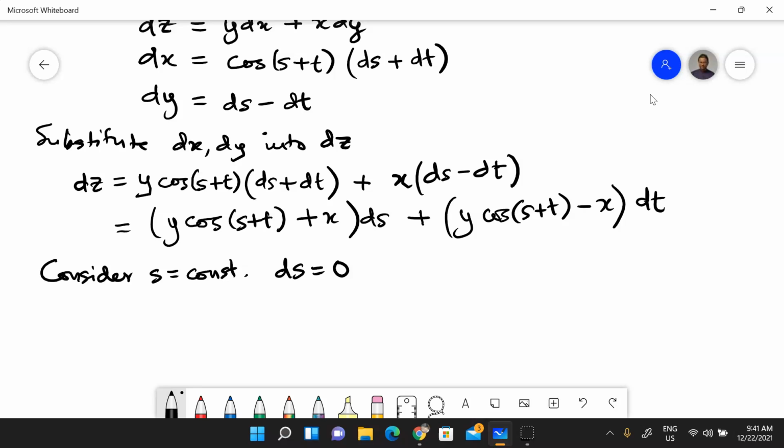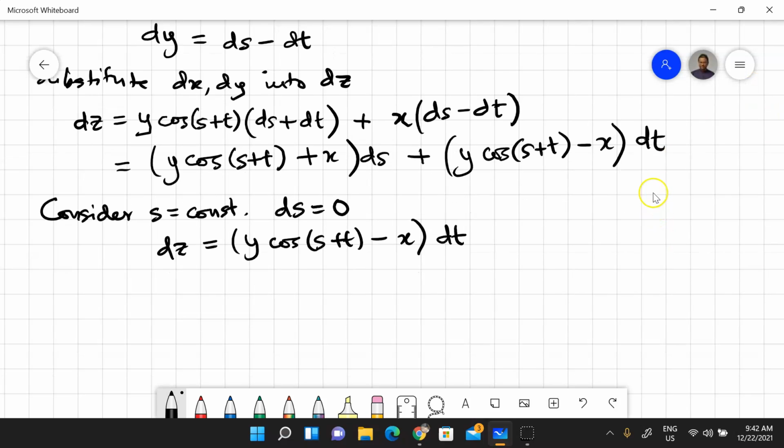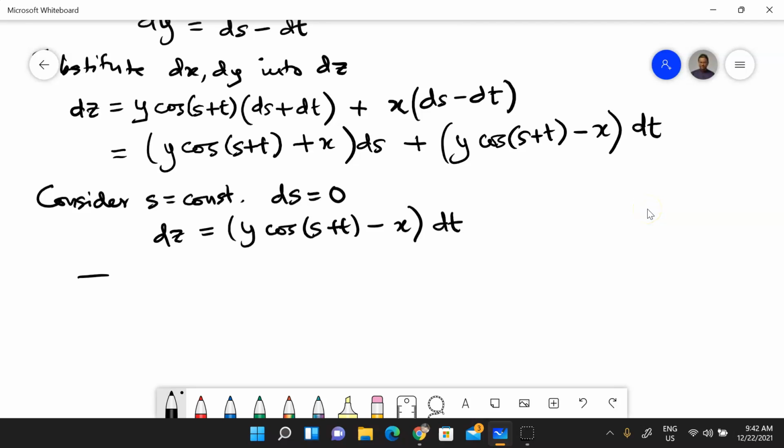So in that particular case, let me just write that down. dz equals (y cos(s plus t) minus x) dt. So this is the differential of z when s equals constant. So in other words, if I partially differentiate with respect to t, then you really have this thing to happen.